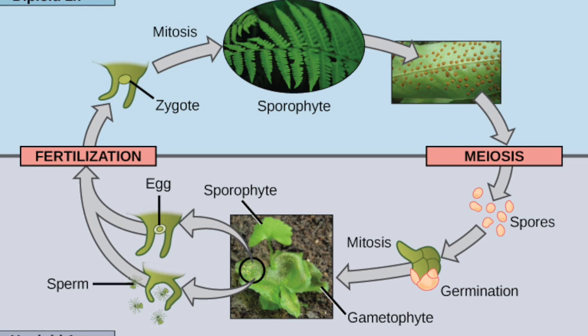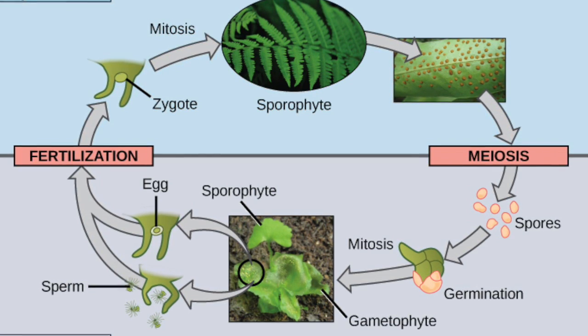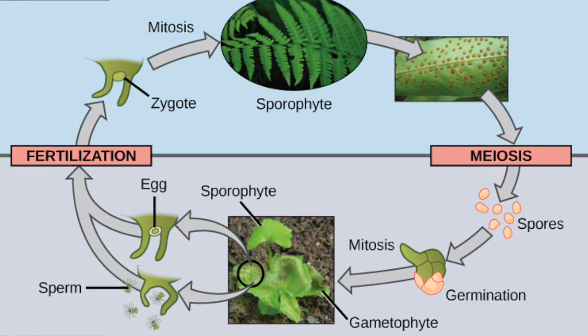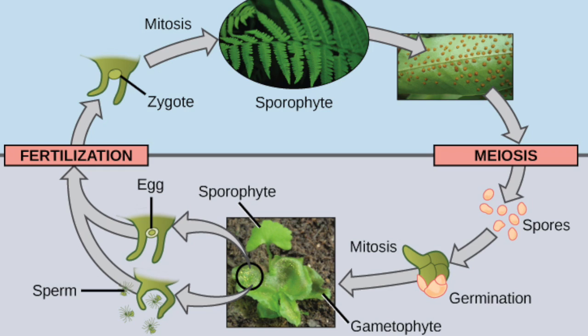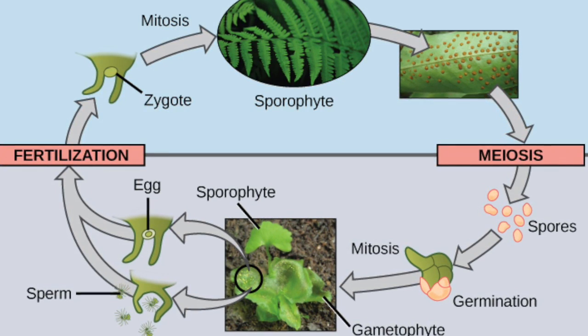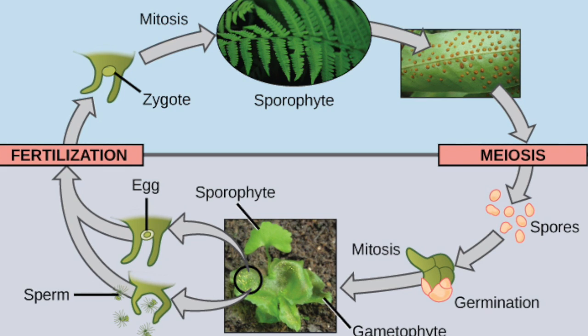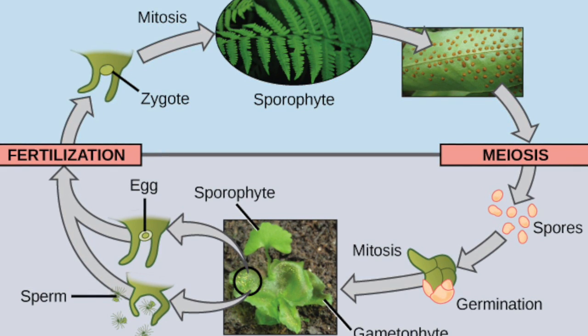Specialized cells of the sporophyte will undergo meiosis and produce haploid spores. The spores will subsequently develop into the gametophytes, which then undergo mitosis, leading to the egg and sperm, which go to fertilization and restart the whole process.